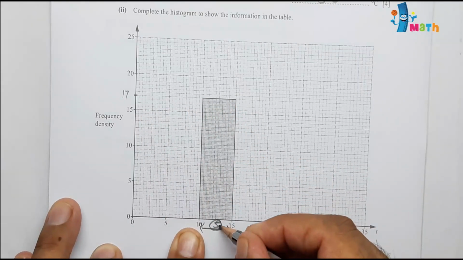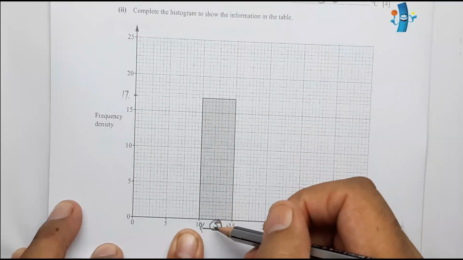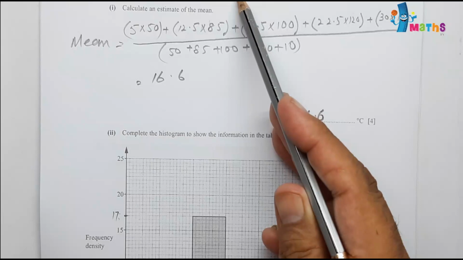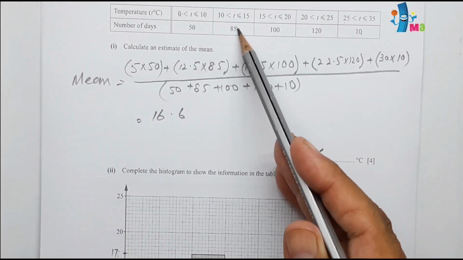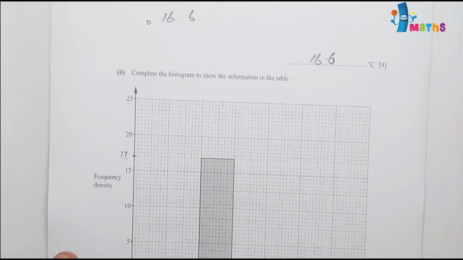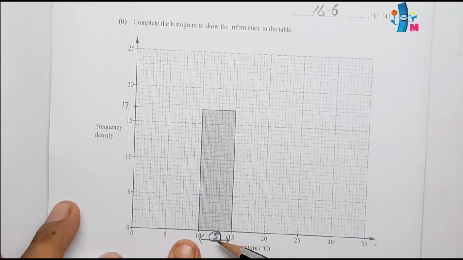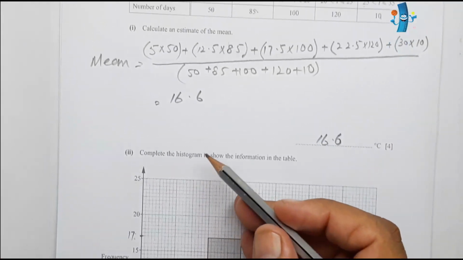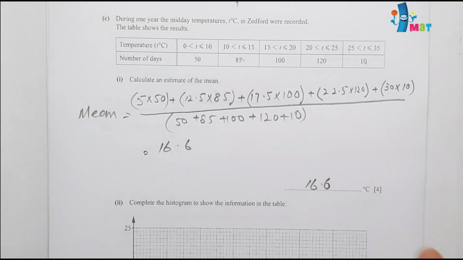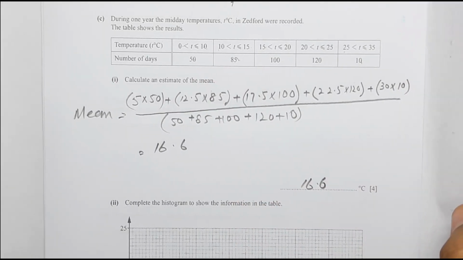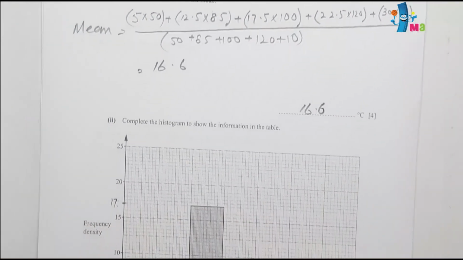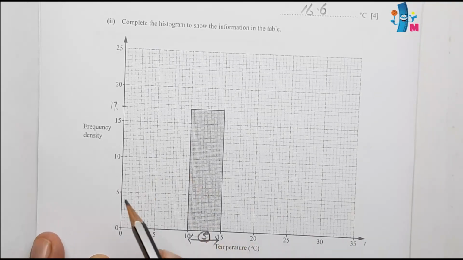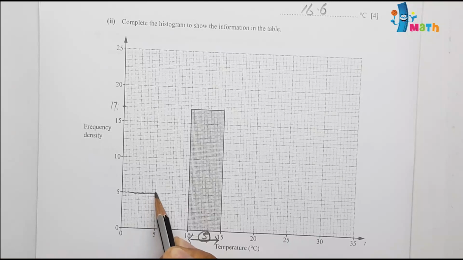So 5 multiplied by 17, it means base value multiplied by height, you will get this number, 85. Or 85 divided by the bar width, you will get the height of the bar. So we have to calculate the height of the bar for the first value, which is 50. So 50 divided by the bar width, which is 10, 50 divided by 10 will be 5. So we will take the bar height for the first value as 5.